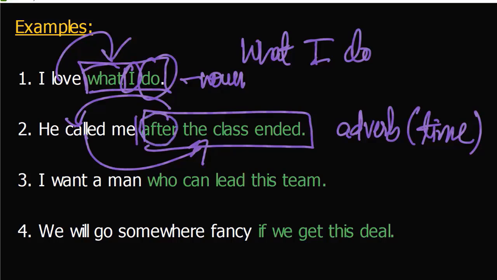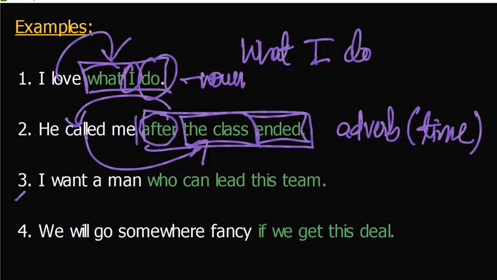So after is a subordinating conjunction. The class is the subject, ended is the verb. There you go. You have a dependent clause. After the class ended. Alone, it does not make any sense. After the class ended, then what happened? Something has to be there, right? So here it's working as an adverb.